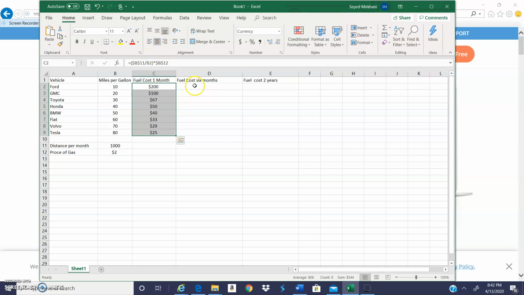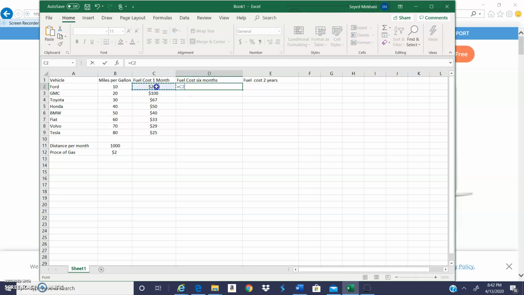Now, because we have 6 months here, I will put my equal sign and I say this one times 6 and I click enter. That is 1,200. Every 6 months you pay 1,200. I copy that. That means it multiplies everything by 6. And that is for 6 months.